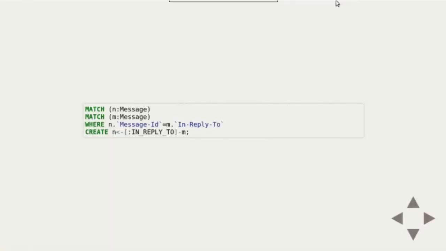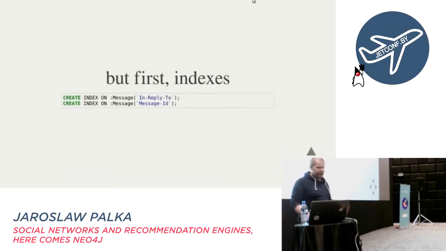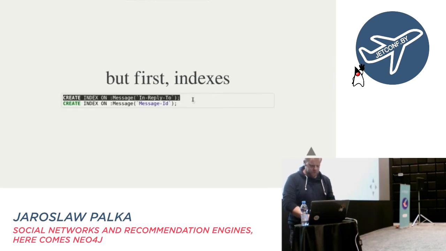How do you do it? Basically, we can say: take all messages and take all messages, Cartesian product, but just once. Find me all messages where the message ID header is the same as the in-reply-to header in message M, and create a relationship between M and N, and give this relationship the type IN_REPLY_TO. So we have a relation between two messages. Of course, it can take a while, so we can create indexes just to speed up this query, because it will be a sequential scan anyway, so pretty expensive.